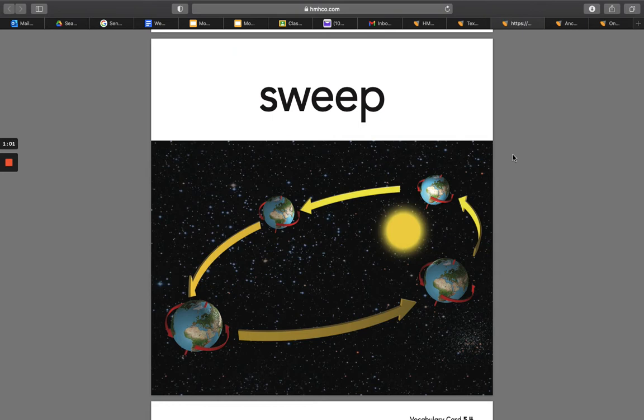So our first word is sweep. I want you to say sweep. If something moves in a sweep, it moves in a curved way. So when I move my arm in a sweep like this, which of course you can't see, you know to come toward me. So look at our picture. Our earth makes a sweep around the sun.